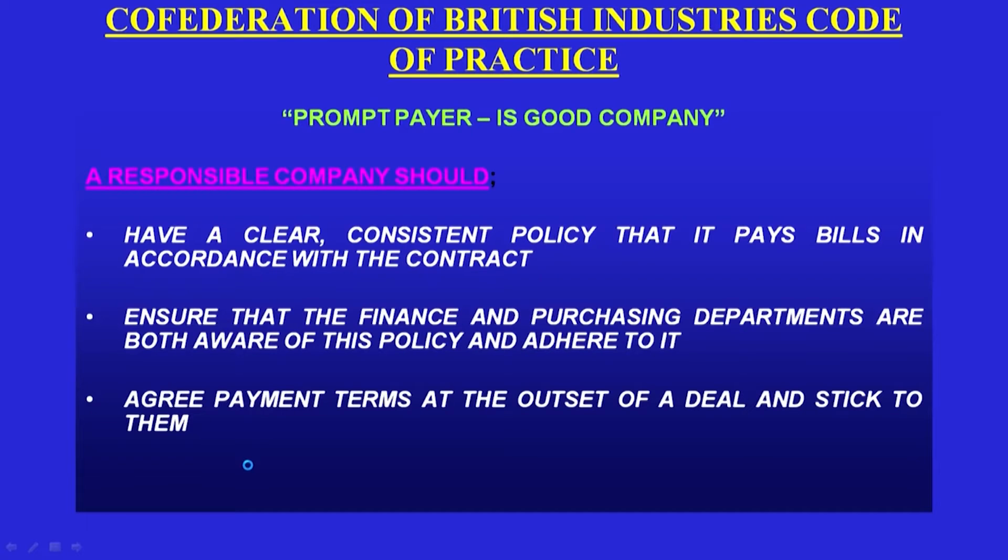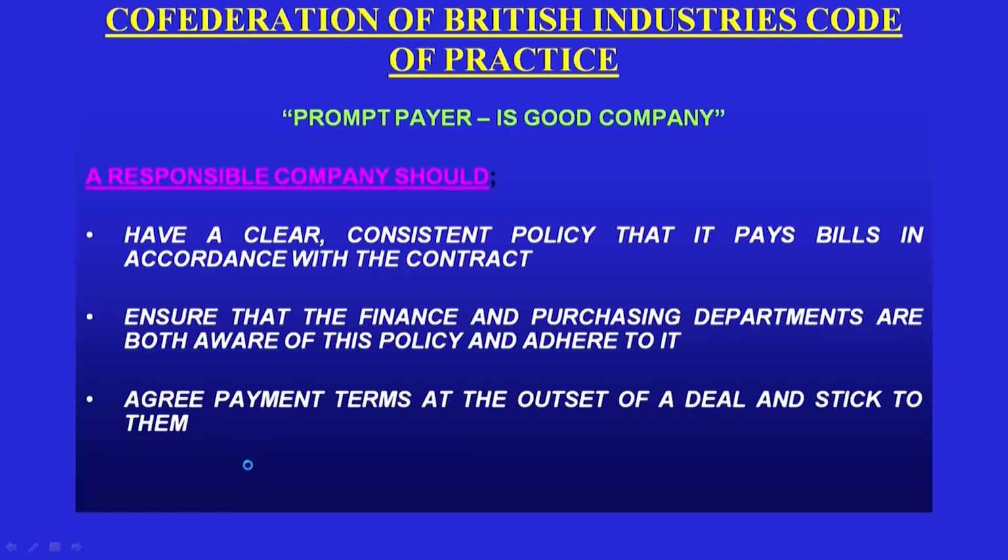business with each other. So, whatever the terms and conditions are as per this code, anyone who is a member of the Confederation of British Industry will have to adhere to these different clauses of this code of practice. So, the first condition is: have a clear consistent policy that it pays bills in accordance with the contract to the smaller suppliers who are not very strong, and their payment will not be delayed. Second point is, ensure that the finance and purchasing departments are both aware of this policy and adhere to it.